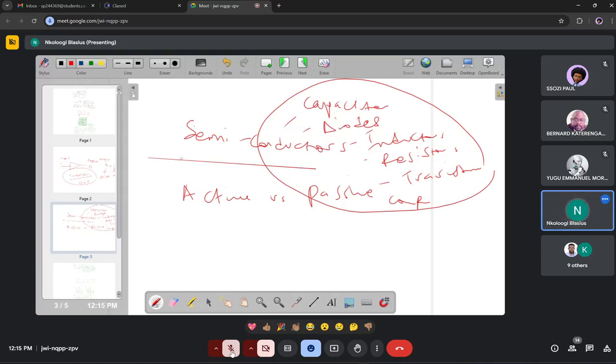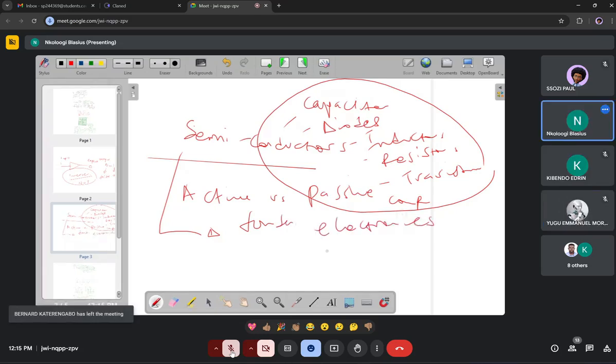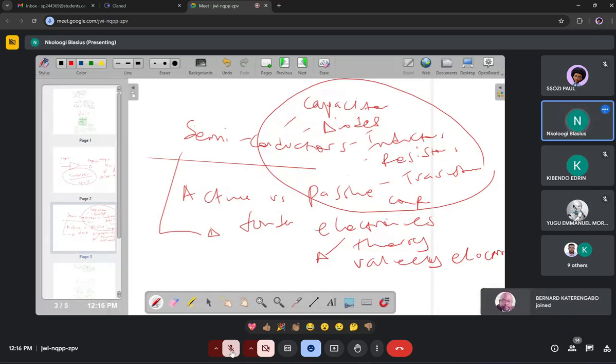Of course, before this, you could go through the fundamentals of electronics a little bit, and look at the theory of valence electrons. So just for your personal reading, because you'll later need these concepts to move with you, for you to be able to understand designing digital circuits.